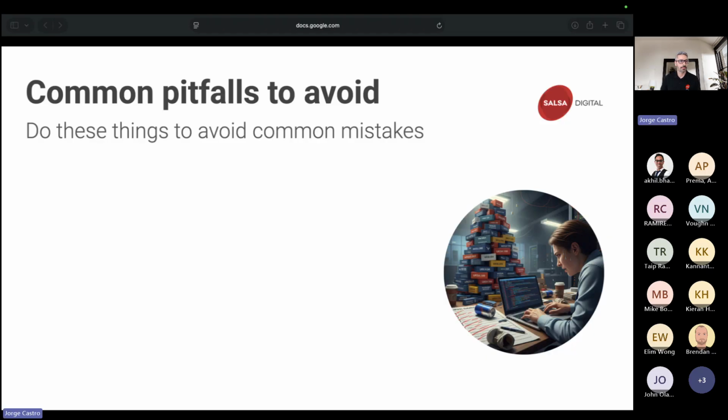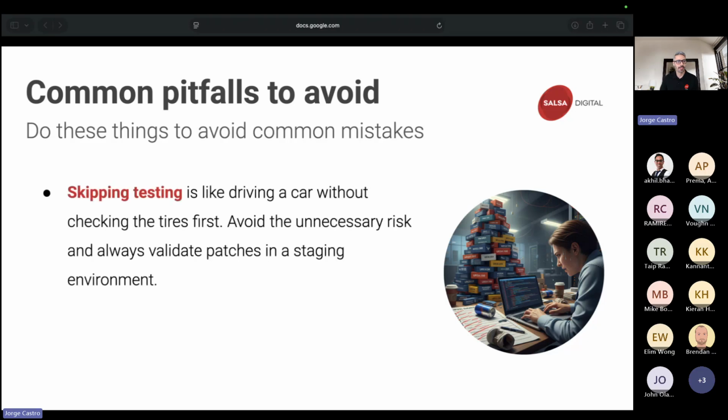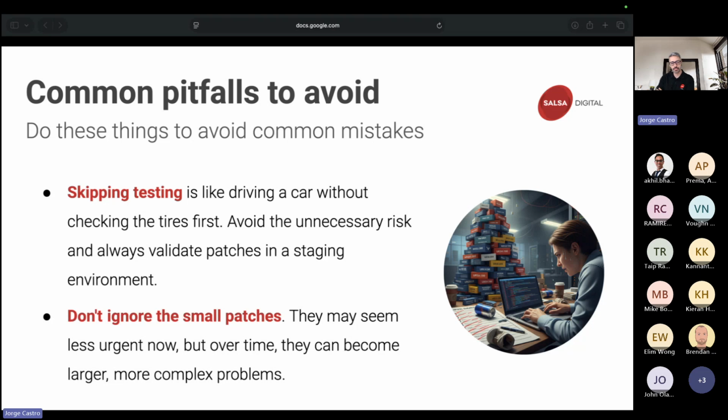Alrighty, some of the common pitfalls to avoid. I touched on this before, and it's quite funny. Skipping testing is like driving a car without checking the tires first. Why would you do that? I'm a cyclist myself. I pump the tires, check them in the morning before I head out for a ride. Why would I not do that and risk a flat 5 minutes from my house?